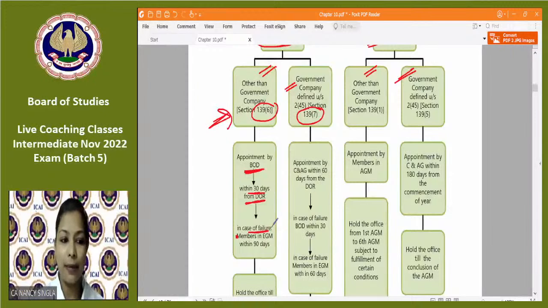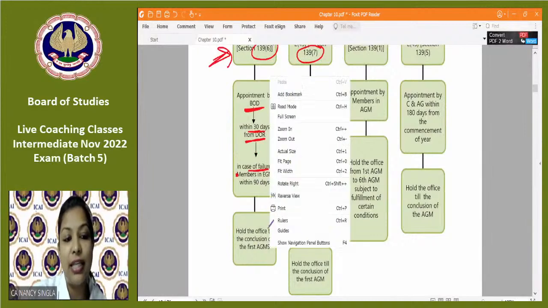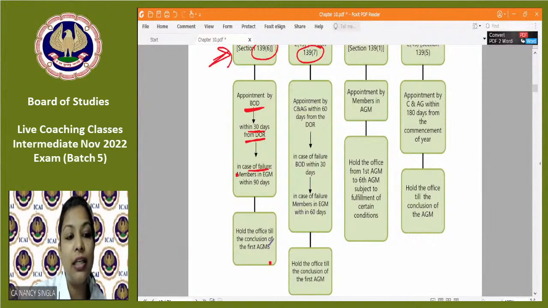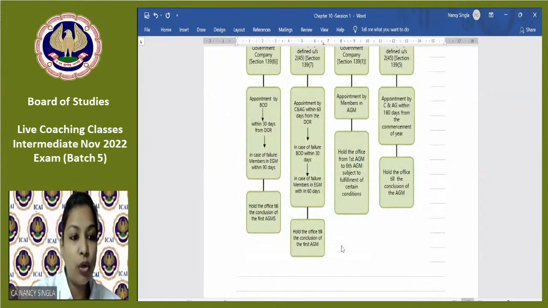ठीक है? Clear है? And the auditor so appointed as first auditor, he shall hold office till the conclusion of the first AGM. Till the conclusion of, just a minute. ये S नहीं होगा इधर, ठीक है? He shall hold office till the conclusion of the first AGM.